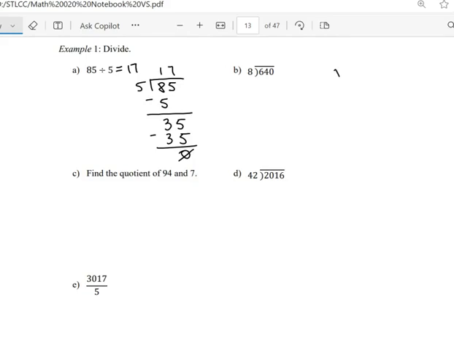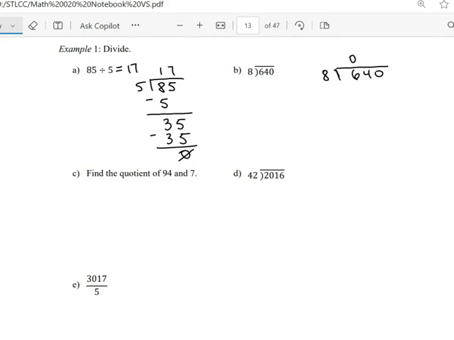So the next problem is already set for us. 640 divided by 8. Okay, so we're going to repeat the same process again. We're going to look at the 8 and we're going to look at the 6. Well, 8 does not go into 6. So that means, mathematically speaking, 8 goes into 6 0 times.